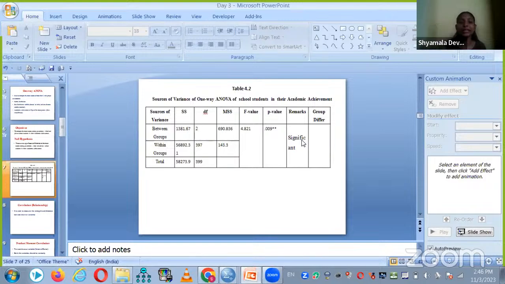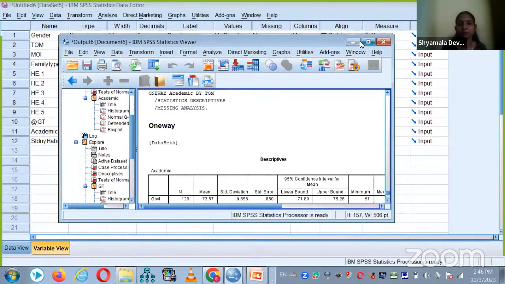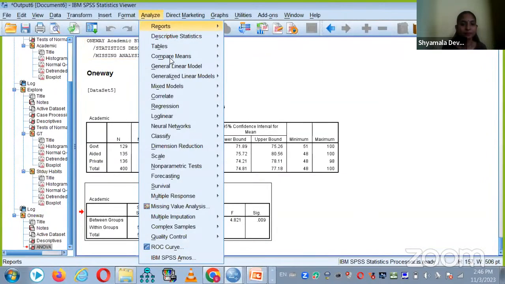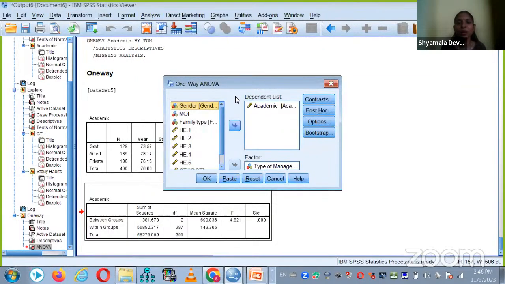But here there is a significant difference among the groups. So we have to find between which groups there is significant difference. For that, we have to do a post hoc test. Okay. So for that, let me move to my SPSS. So analyze, again compare means, one way ANOVA. So here we have post hoc, right?